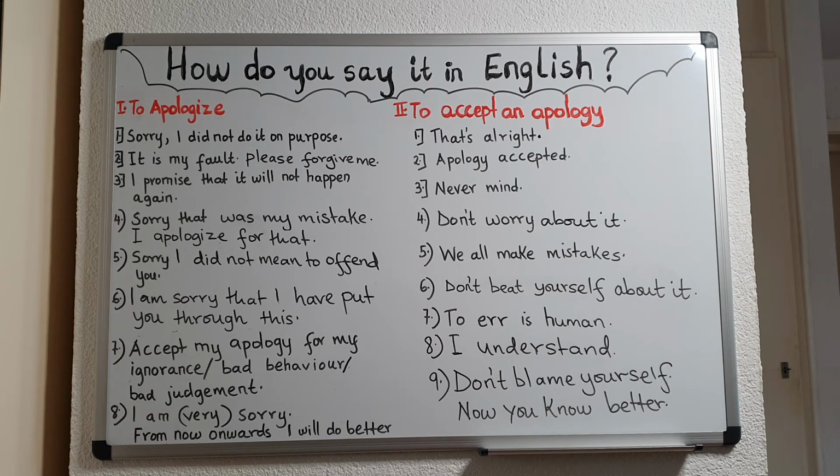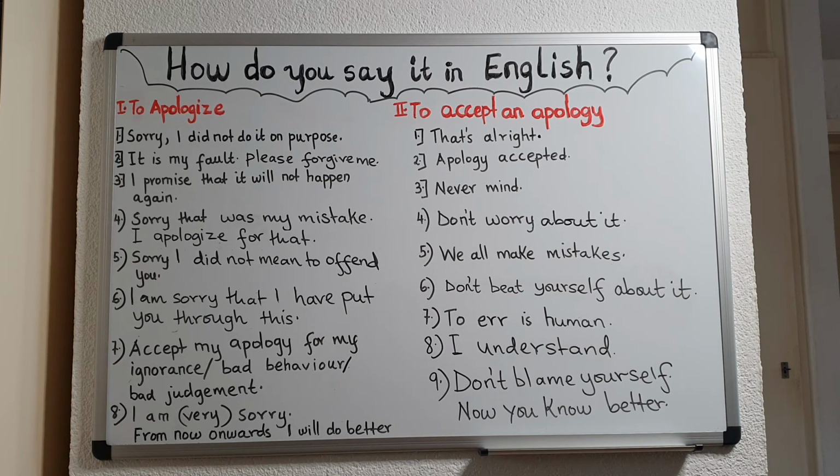Number 1, that's all right. So someone says to you, sorry, I did not do it on purpose. Then you can say, that's all right. Or someone says, I'm very sorry. From now onwards, I will do better. Then you can say, that's all right. Okay, so when you say that's all right, it means that you're accepting their apology and that you are not holding a grudge, okay? You have accepted the apology and now you just want to move on, okay?